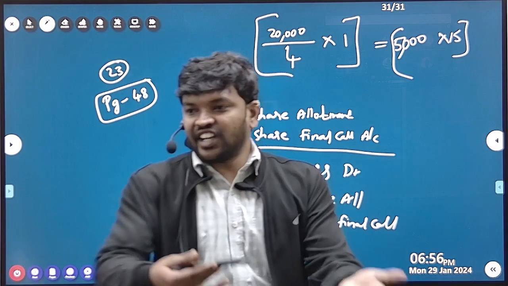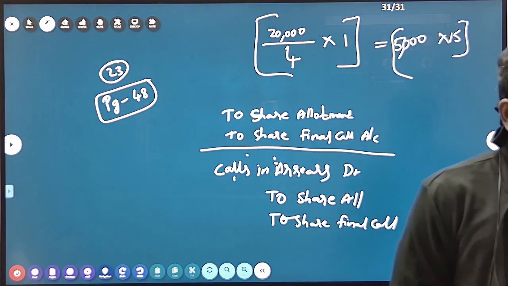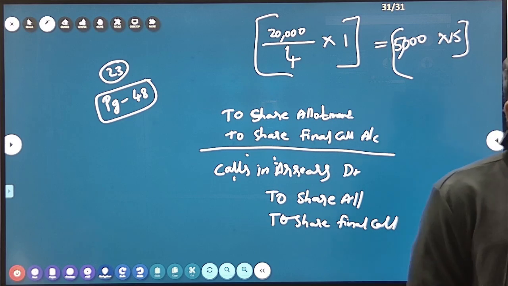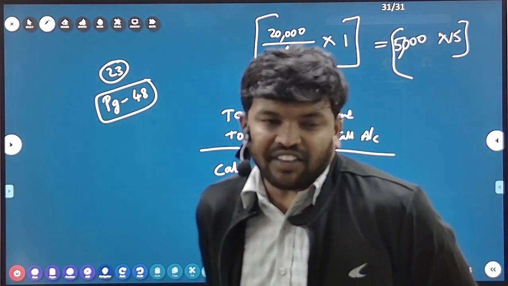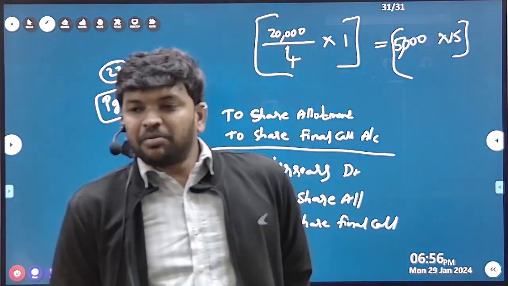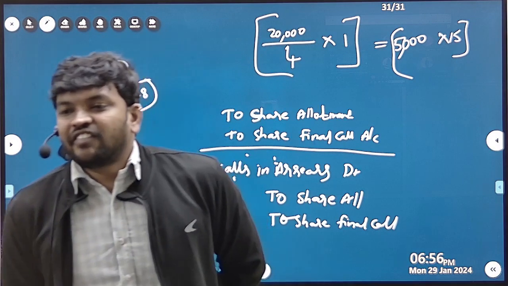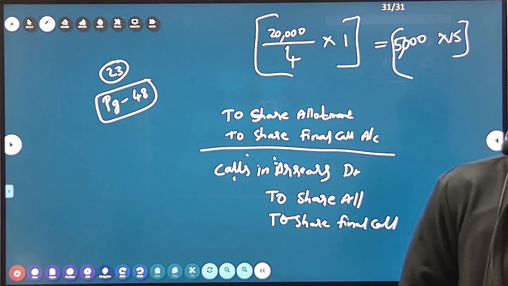Share application account debit to share capital and securities premium. Share application, how much? 75,000. How much will go to share capital? 5,000 into 10 rupees. Very good. How much will go to securities premium? 50,000 and 25,000. Clear?